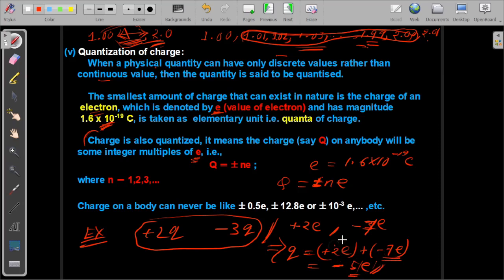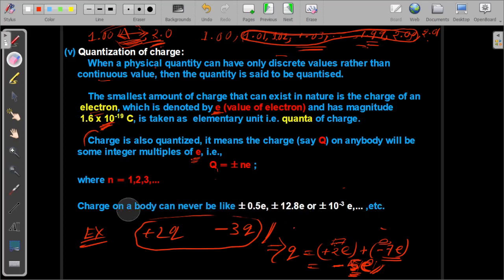The value of two electrons will be cancelled by the value of two protons. The rest, 5 electrons, will give this minus 5e. In this way you get the total charge in the form of an integer multiple of the value of an electron. Understood? Next one.